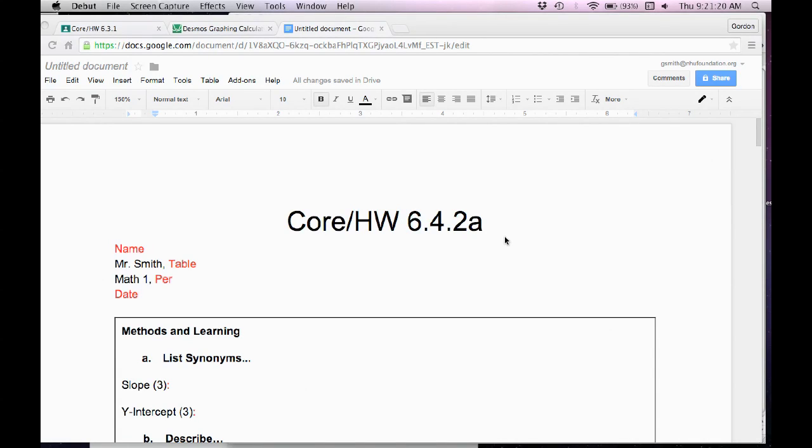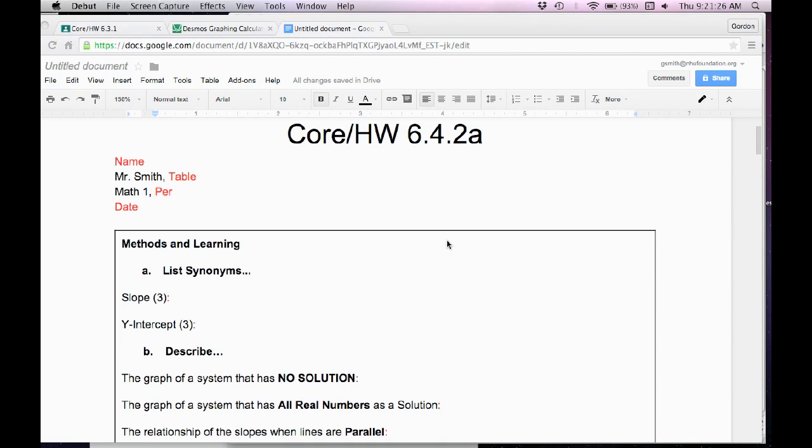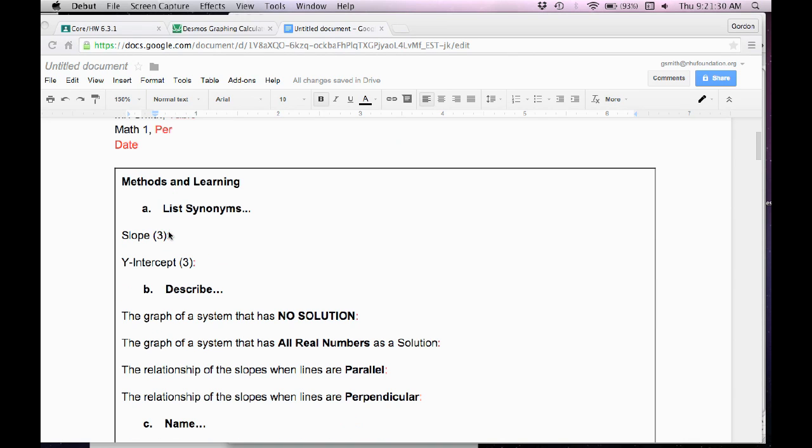Okay, we're going to be looking at 6.4.2a. This is going to be sort of a review, so it's all familiar. Right now we're looking at the methods and learning. List synonyms for slope, and it says that there's going to be 3, so I think that's going to be m for slope. There's also going to be like growth number or growth value.